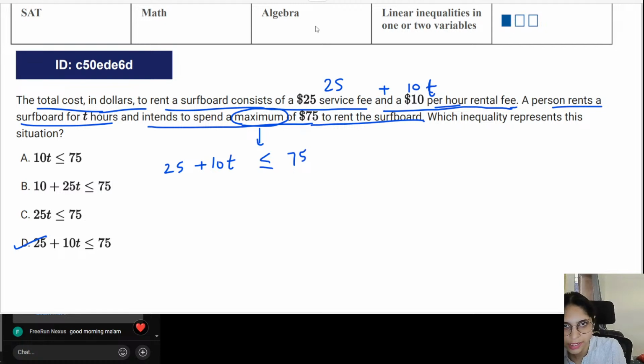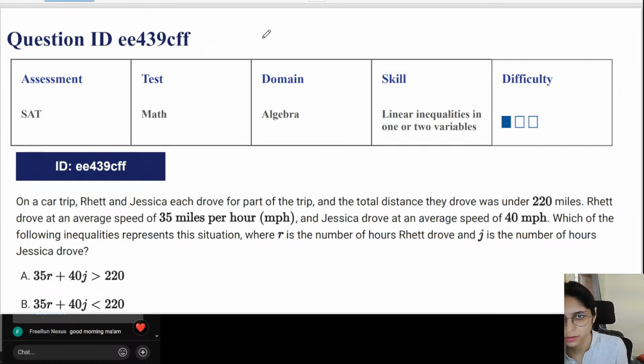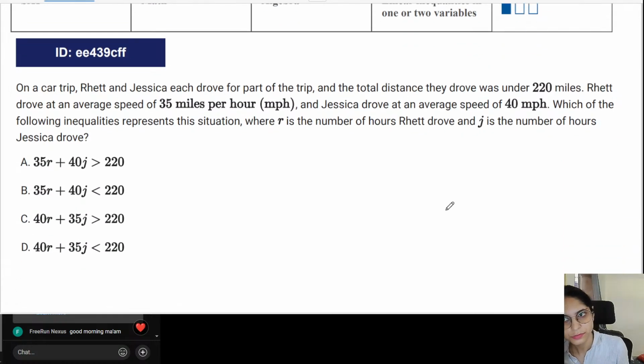Next is question number 10. Over here, on a car trip, the total distance they drove was under 220 miles. Under means less than. So it should be below 220, less than. So greater than signs are gone.